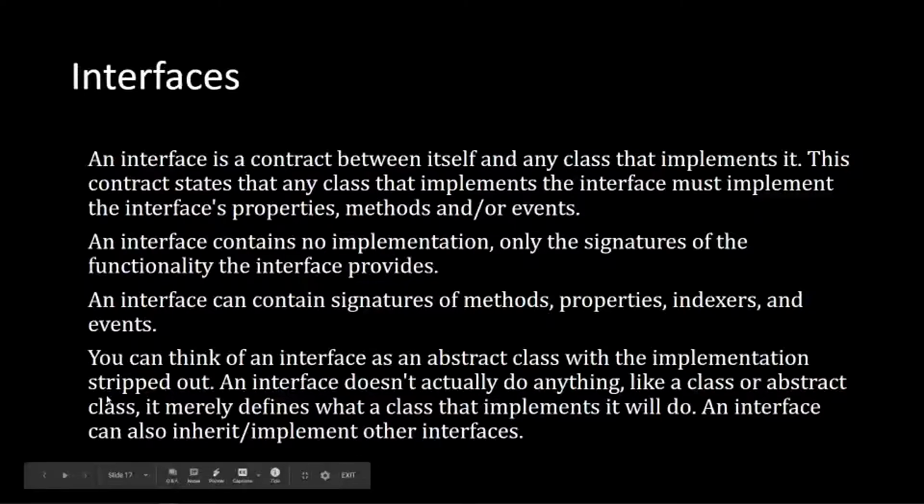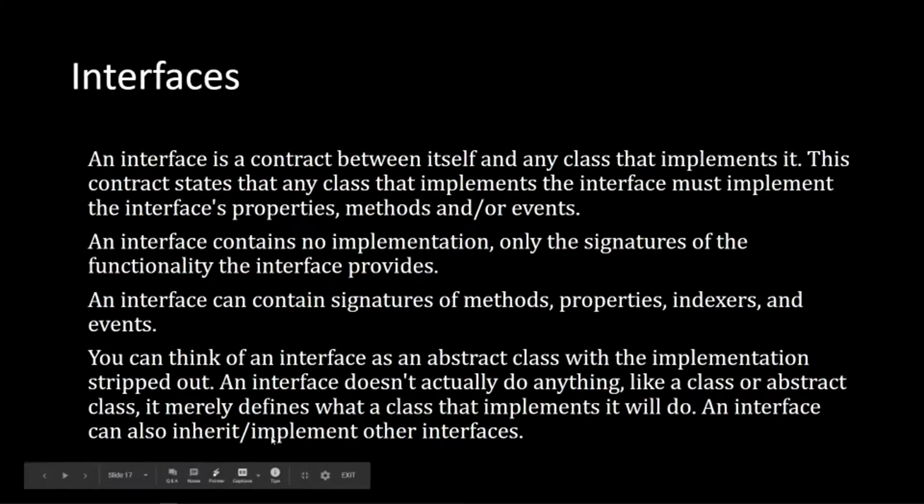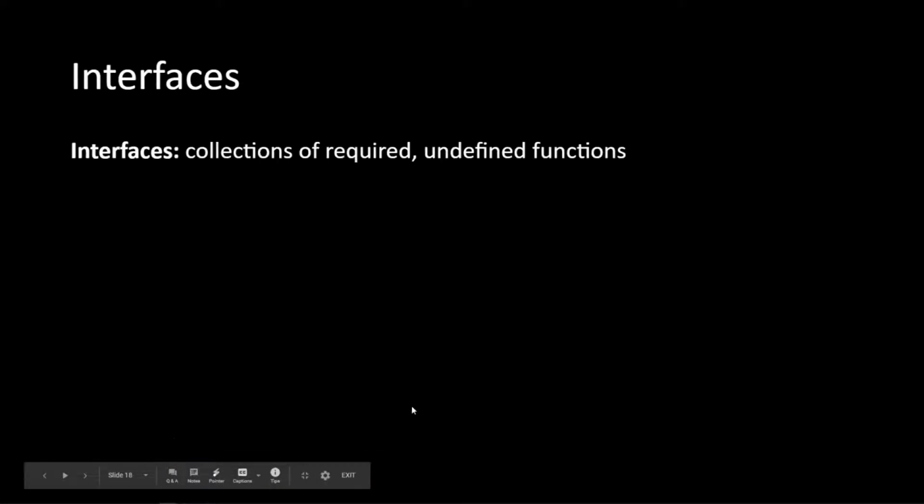To do anything on its own. It's not like a base abstract class. It just defines what a class should be implemented to do. An interface can inherit, and you can also inherit multiple interfaces. This is the one case that's different, right?